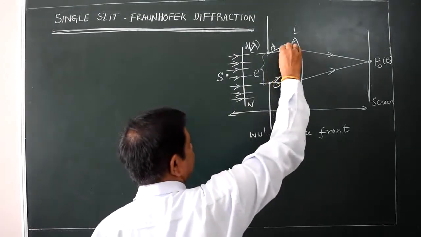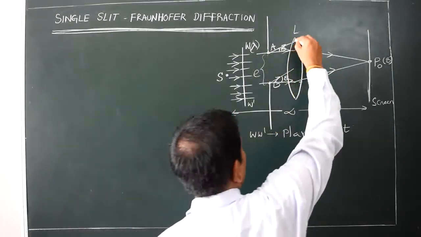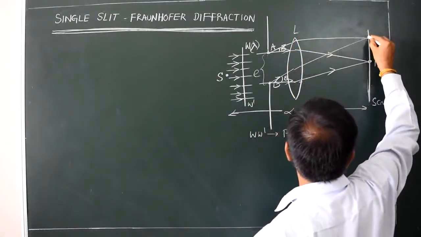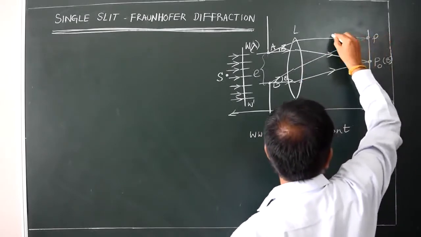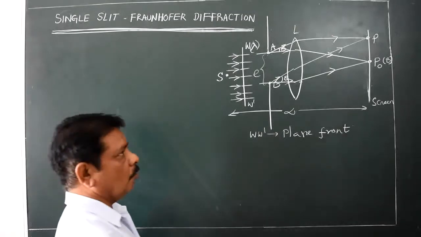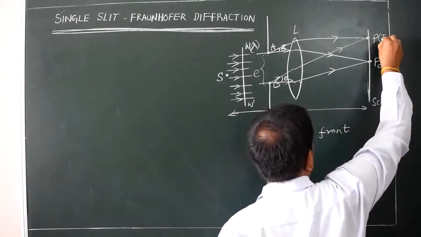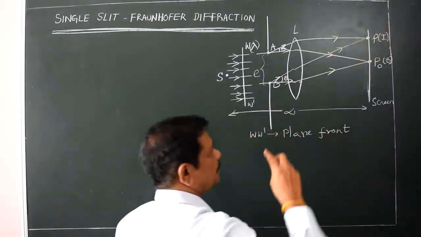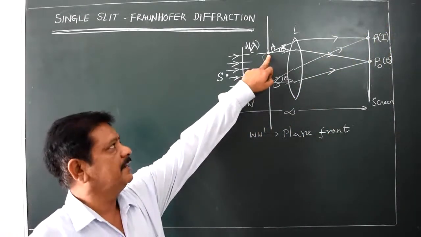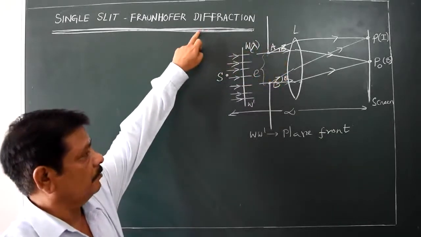So the bending of light rays at the edges of an obstacle to form alternate bright and dark fringes at any point P is called diffraction. Now we are going to calculate the intensity at a point P on the screen where the light bends at an angle theta, where theta is called the diffraction angle.